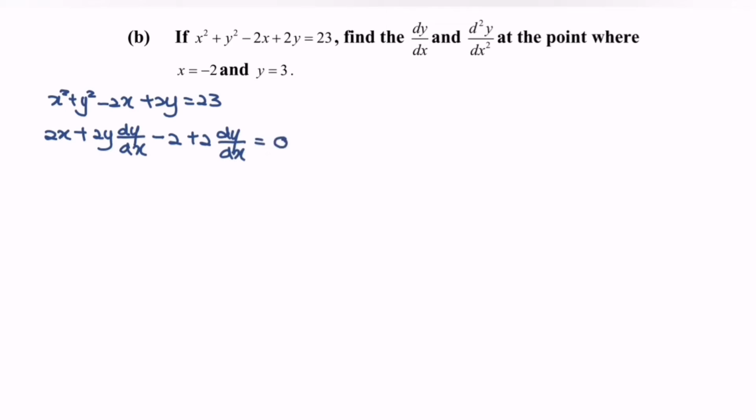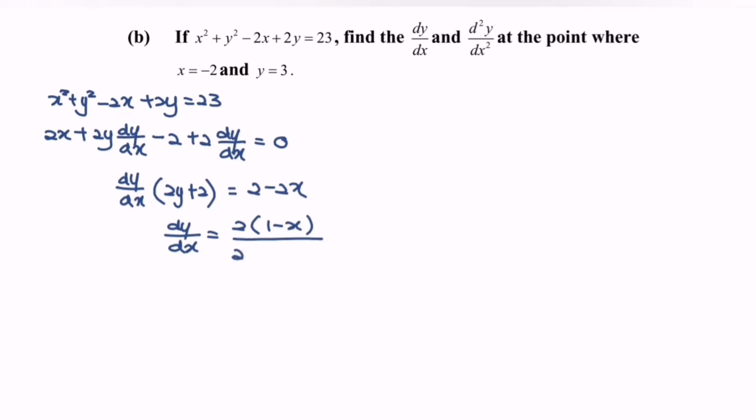So kindly rearrange the equation. So where we have dy/dx multiplied with 2y plus 2 equals 2 minus 2x. Rearrange the equation. So dy/dx is equal to 2 multiplied with 1 minus x over 2 multiplied with y plus 1. So dy/dx is equal to 1 minus x over y plus 1. So kindly substitute the value x equals negative 2 and y equals 3.